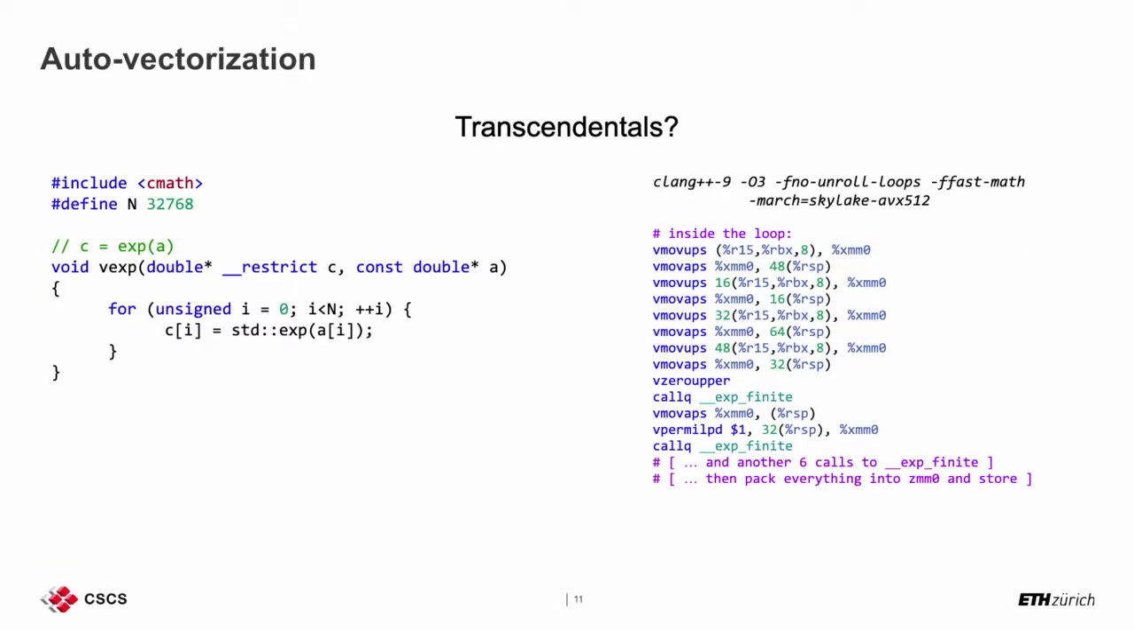Another issue is transcendentals, and this is certainly something that came up often in our project. I've got a vector. I want to take the exponential of everything in it. And again, we ask Clang to do something with that.